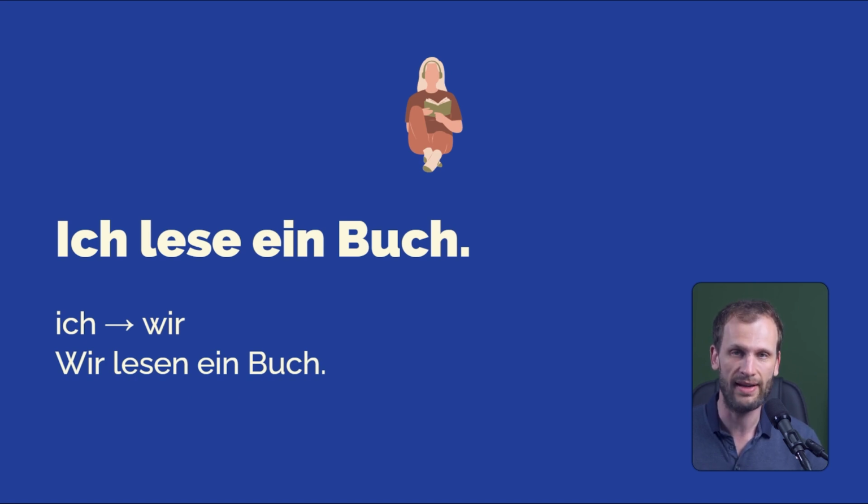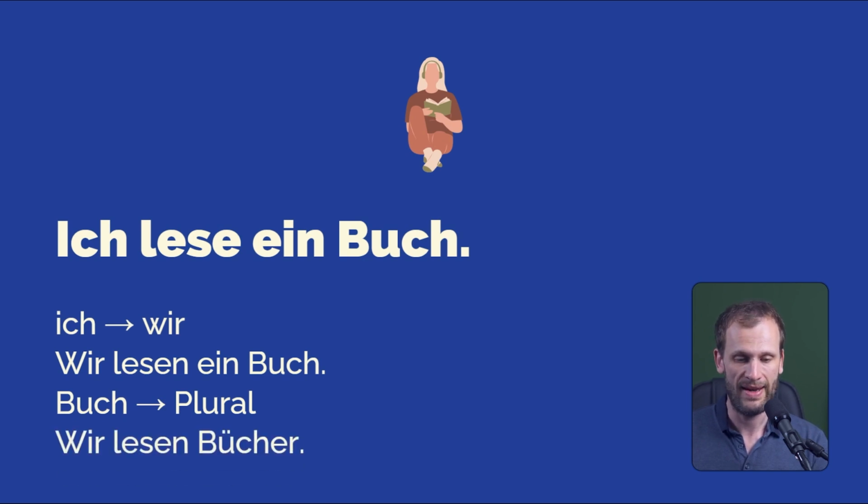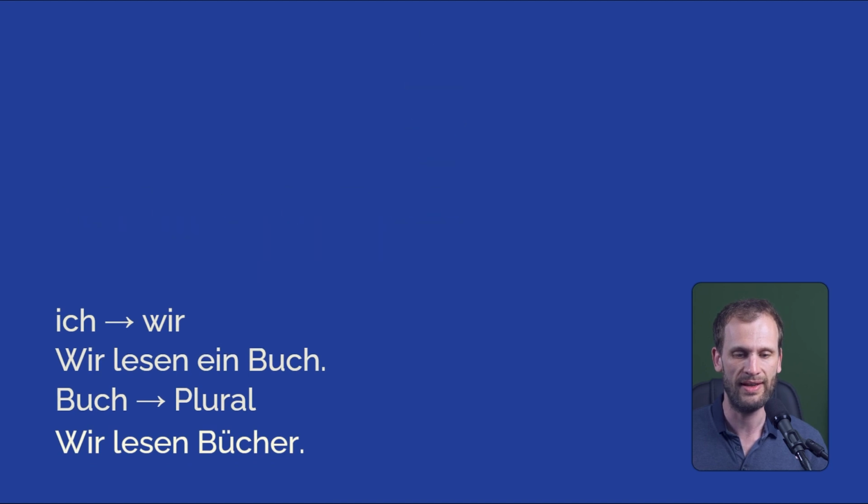Now, with this second sentence, wir lesen ein Buch, we are reading a book, I want you to change something again. Change the word Buch to the plural form. And whenever you need more time, feel free to pause the video because I might move on rather quickly. So now the next sentence with the plural form would be wir lesen Bücher. We are reading books. We are reading some books.